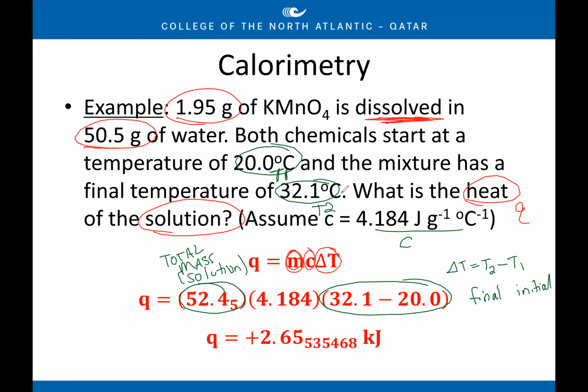So pretty easy question, isn't it? I just subtract my temperatures and multiply by my mass and my heat capacity. So here, Q would be positive 2.66 kilojoules. I'm rounding up. I would be careful in your labs with your calculations. I'd watch out for significant figures in your labs, but for your tests and things, I won't really be too concerned with significant figures as long as your answer is close.